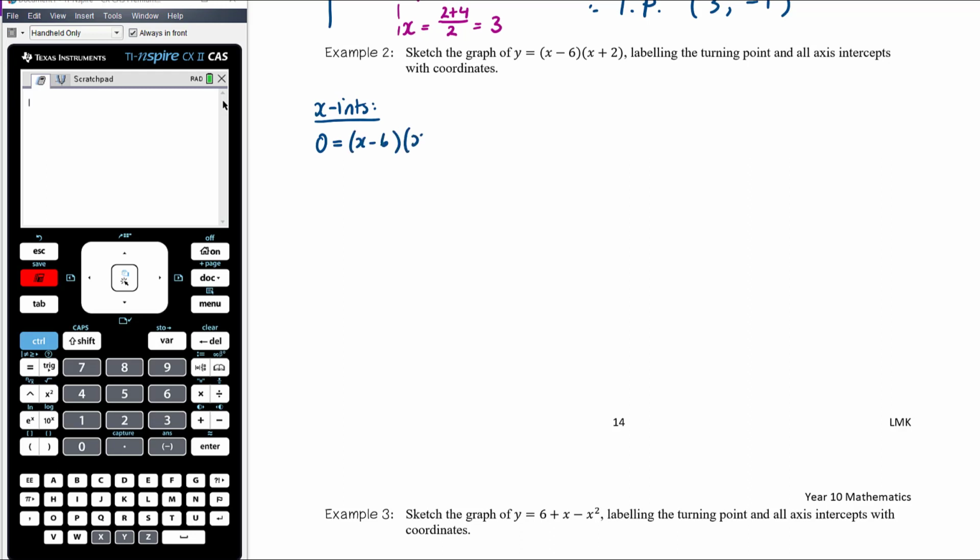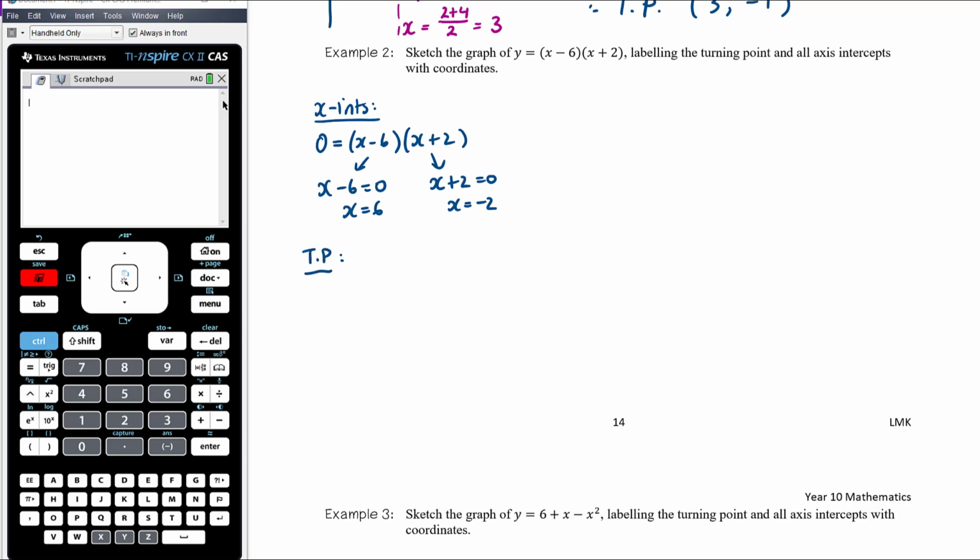And the fact that it's already factorised means it's very quick and easy for us to find here that x minus 6 has to equal 0, so x equals 6, that's using our null factor law, or x plus 2 equals 0, and so x equals negative 2. So our x-intercepts are at 6 and negative 2. So from here we're going to focus on finding our turning point.